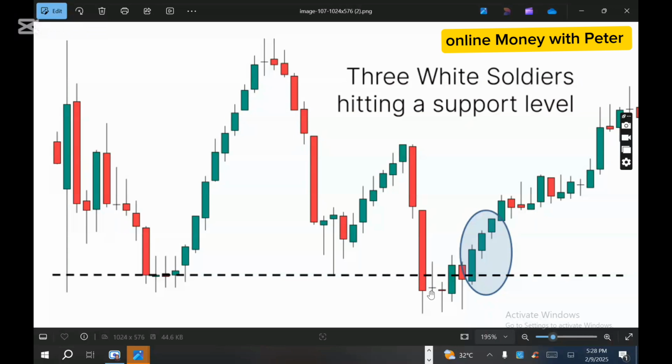This also signifies weakness of the sellers, and we can see after this candlestick pattern, the first soldier, the second soldier, and the third soldier. So these are the three white soldiers candlestick pattern. All right, so we can see that this is on a strong support. Like I said previously, this candlestick pattern has to appear on a strong support before it can be reliable.